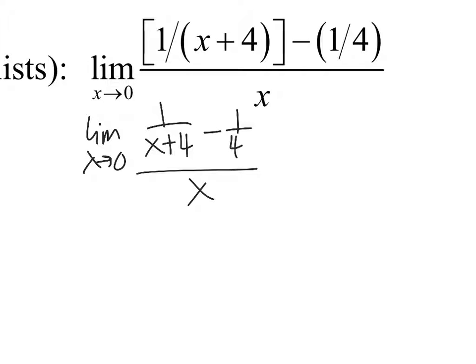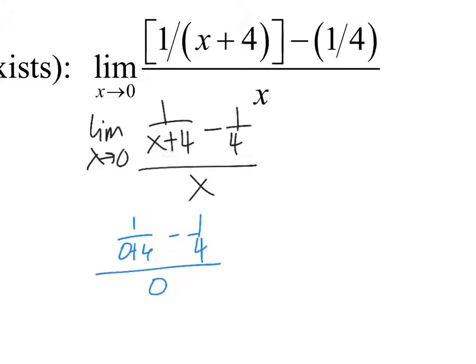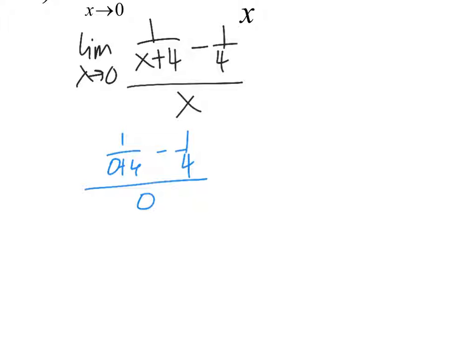Lovely. I know, right? So we try direct substitution. We're going to try plugging in 0. So 1 over 0 plus 4 minus 1/4, all over 0. Well, what does that equal? 0 over 0.